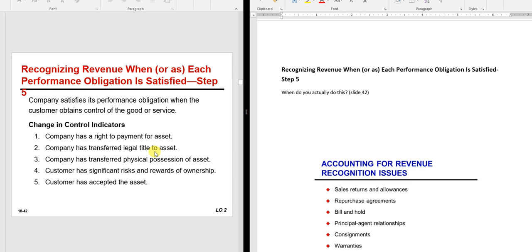The company has transferred physical possession of the asset. That's an indicator. The company has significant risks and rewards of ownership. So in other words, you're the person who is now insuring it, and the customer has accepted the asset. So they walk out of the store with it. We're going to talk about some problems with those.